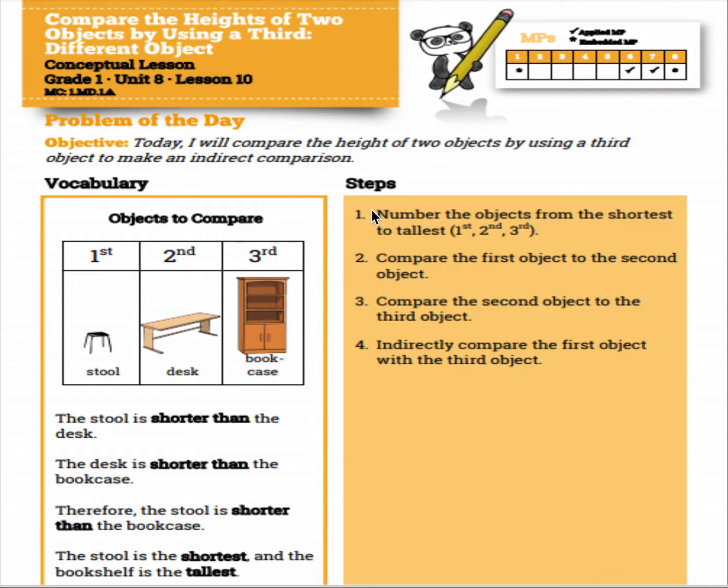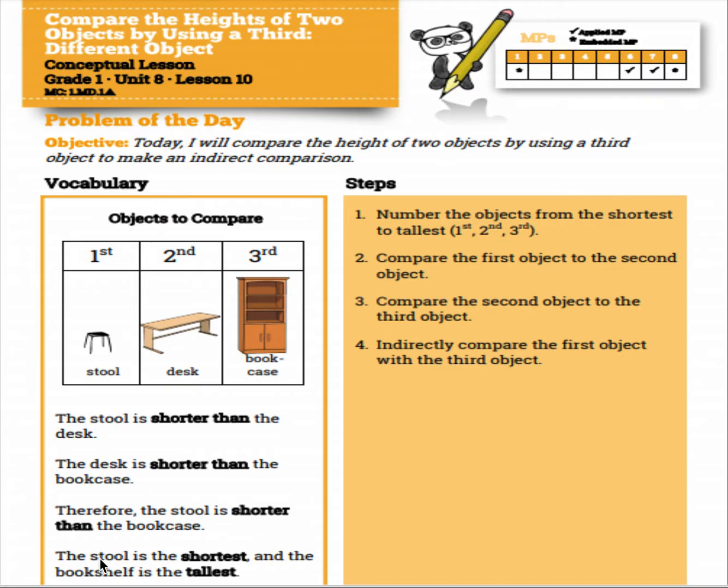We're going to follow 4 steps. Step number 1. You're going to number the objects from shortest to tallest. Step 2. You're going to compare the first object to the second object. Step 3. You're going to compare the second object to the third object. And last, step 4, you're going to indirectly compare the first object with the third object.